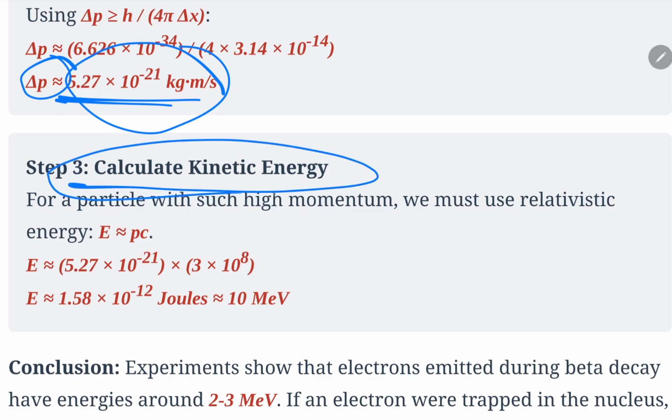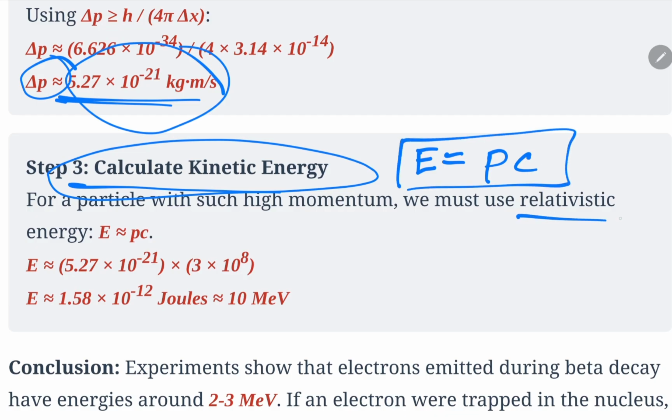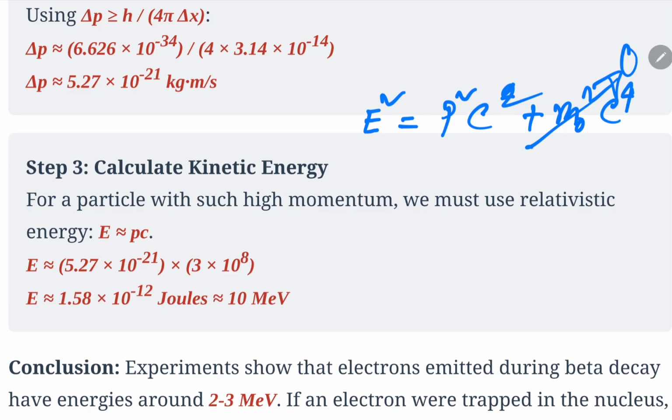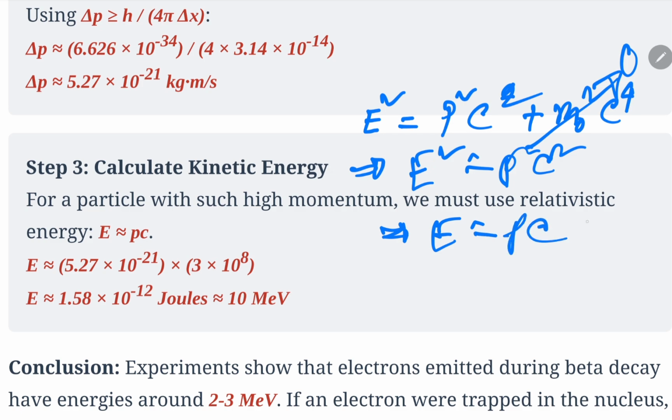So I can find the kinetic energy from that, and we know that energy and momentum are related by this equation, E is equal to P times C, because it's a relativistic energy formula, and it's safe to use this, right? So where did I find this formula from? I have E squared equal to P squared C squared plus M naught squared C to the power 4. For an electron, the rest mass is so tiny that I can basically neglect this part, and I can say that E squared is equal to P squared C squared, and from there E is equal to P times C.